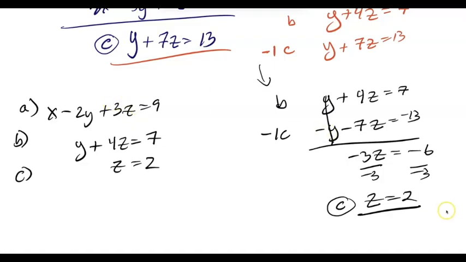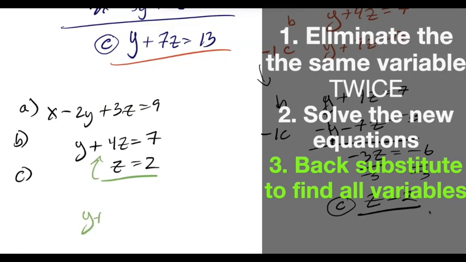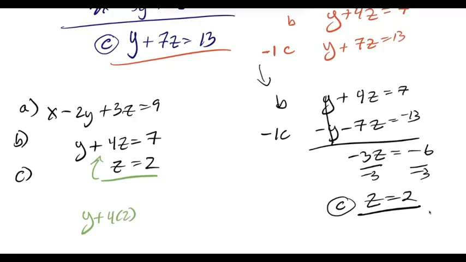Let's do that. Z equals 2. All we're going to do is back substitute. I'll plug this guy into here. Y plus 4 times 2 equals 7. Y plus 8 equals 7. Minus 8, minus 8. Y equals -1.